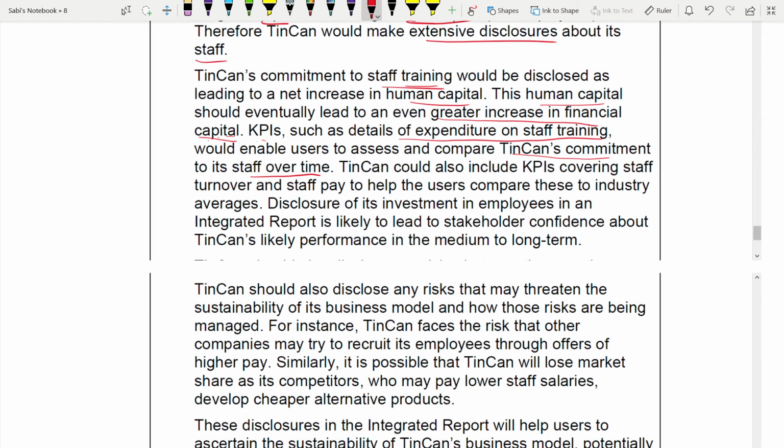They can also include KPIs, key performance indicators, such as staff turnover, because these are very important for this company. Values are in their staff, so staff turnover, whether staff are leaving or not, and the staff pay, how much they are being paid. This helps the users to compare this to the industry averages. Because when they disclose this investment in employees in the integrated report, the stakeholders are going to get confidence about Tin Can's performance.